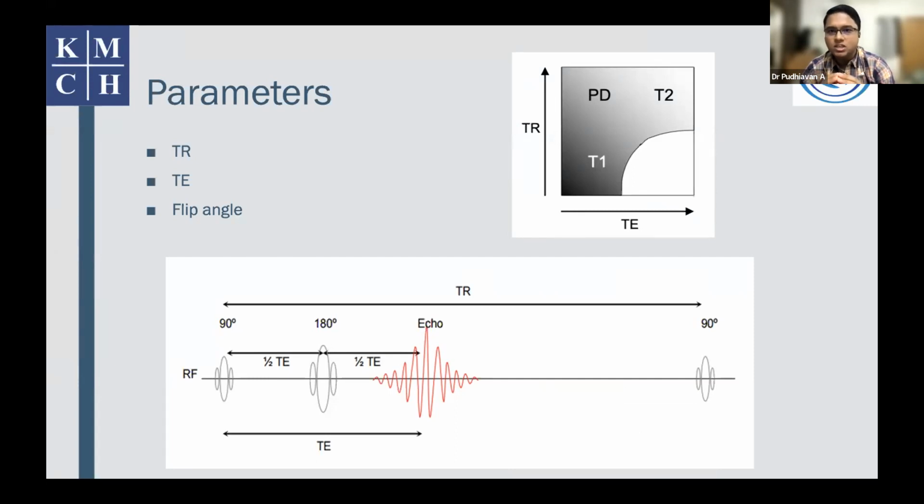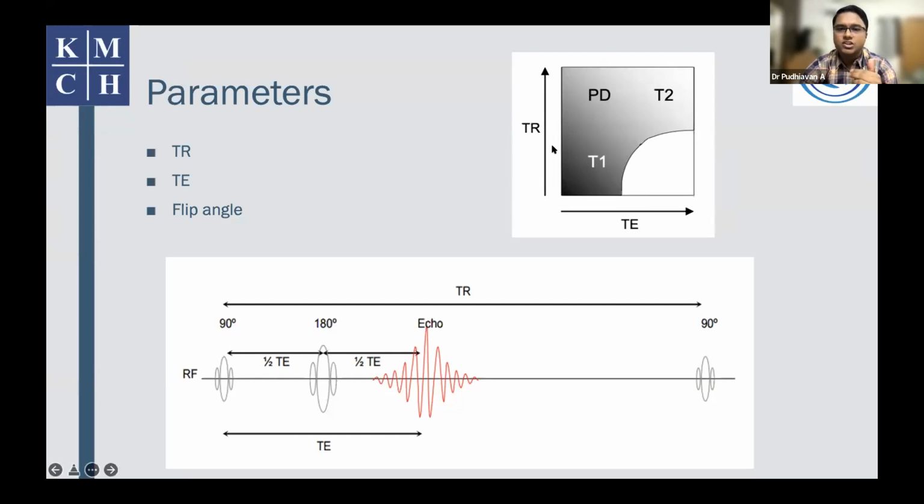In a spin echo sequence, the image contrast is dependent on the TR time and the TE time. The time to repetition and the time to echo are the two parameters which determine the image contrast. By image contrast, we mean whether it will turn out to be a T1 weighted image, a T2 weighted image, or a proton density image. That depends on the TR and the TE time.